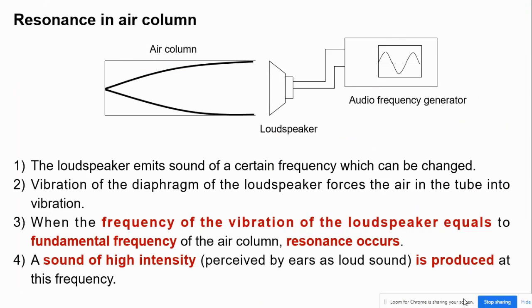Next, we have resonance in an air column. So we have the air column, we place it next to the loudspeaker, and the loudspeaker is connected to the audio frequency generator. So the loudspeaker emits sound of a certain frequency which can be changed. The vibration of the diaphragm of the loudspeaker forces the air in the tube into vibration. When the frequency of the vibration of the loudspeaker equals the fundamental frequency of the air column, resonance will occur. A sound of high intensity, perceived by ears as loudness, is produced at this frequency.